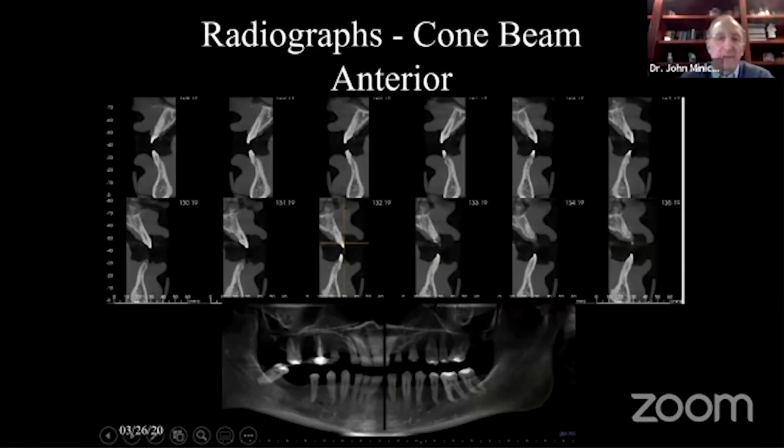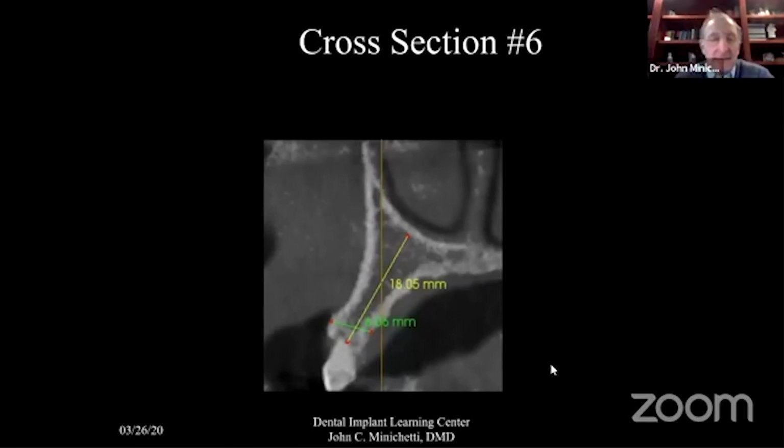We look at the anterior images for this patient, both on top and bottom. This is the maxillary anterior cross-sectional image in the permanent position of number 6, where we see retained tooth number C, with a ridge width of 6 millimeters and 18 millimeters to the floor of the nose.